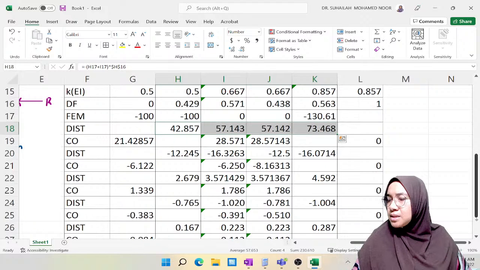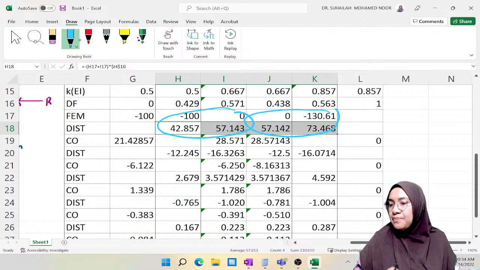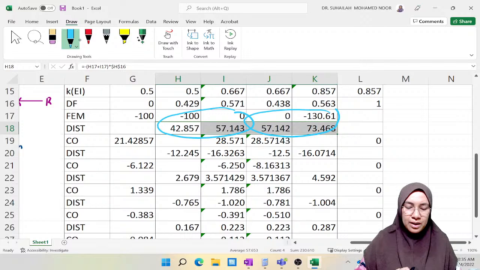So it is negative 100. You can check here whether we get the right answer. These 4 values, do we get 0? If we get 0, then it means that the calculation is correct. So it is 100 minus 42.857, minus 57.143. Is it the right one? 42.857 plus 57.143, so the right value.